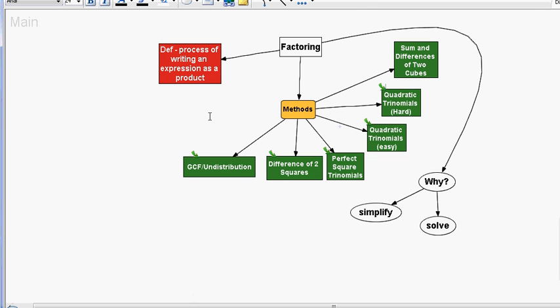Hello, welcome to this sixth video on factoring in a series of videos. If you're here, you should have already watched the overview factoring video, as well as the videos that demonstrate the techniques for factoring problems that involve greatest common factor, differences of two squares, perfect square trinomials, and easy quadratic trinomials. This video is going to focus on how to factor harder quadratic trinomials.